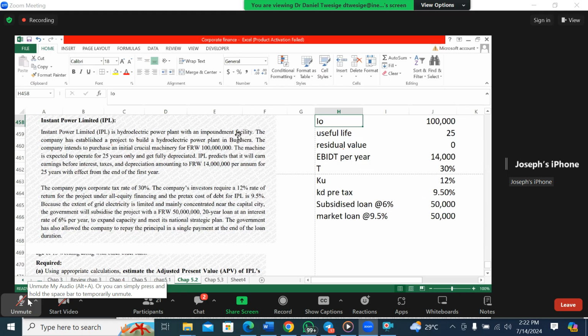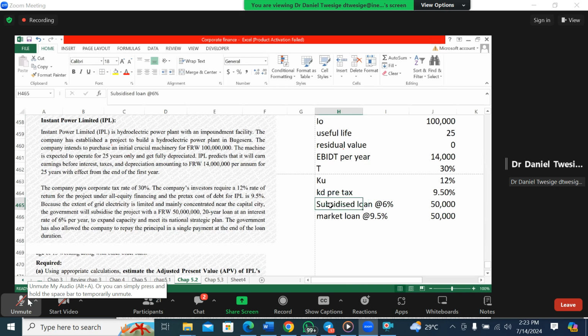Maybe I'm lost. This is the money we require to invest in the machine. And how is it going to be financed? They said a pre-tax cost of debt is this. Because of the extent of the grid, the government will subsidize the project with a 20-year loan at an interest of 6%. So this is the government loan.